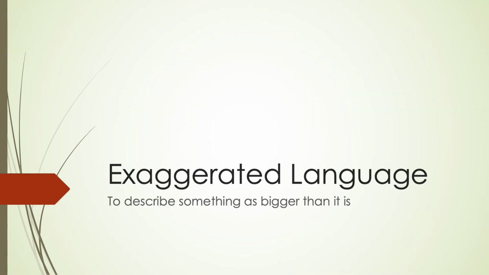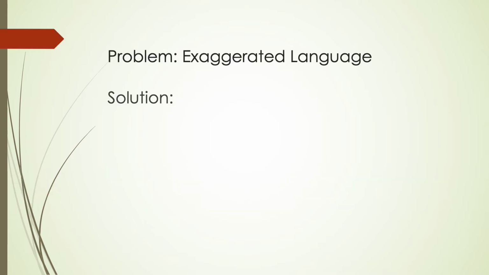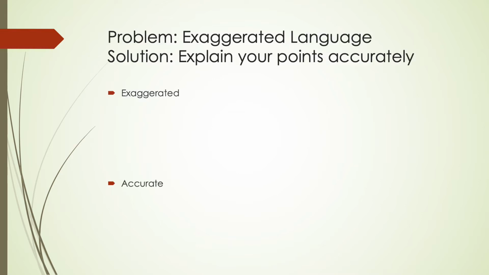Let's take a look at the next common problem. Exaggerated language. So this is to describe something as bigger than it is. So the solution is to explain your points accurately. So what is exaggerated language? It's words like always, best, worst, never, the most, perfect, obviously.